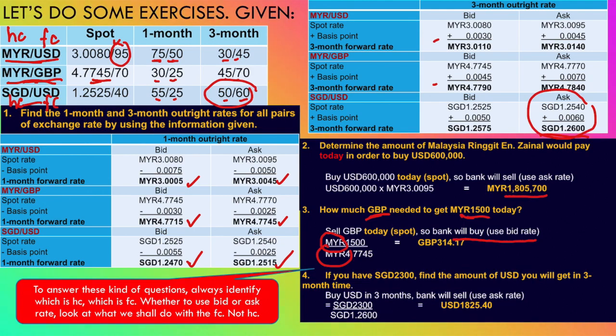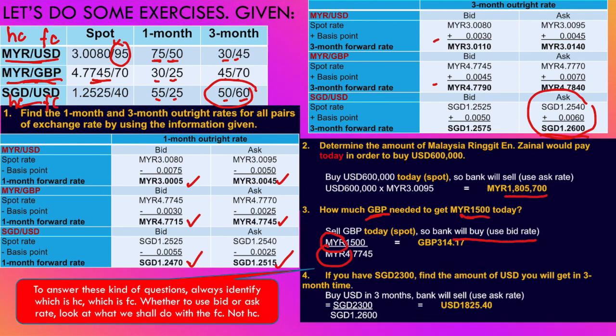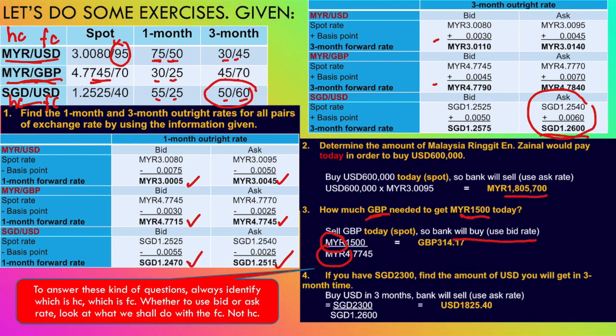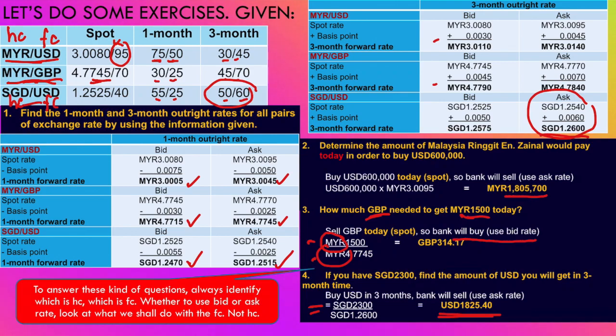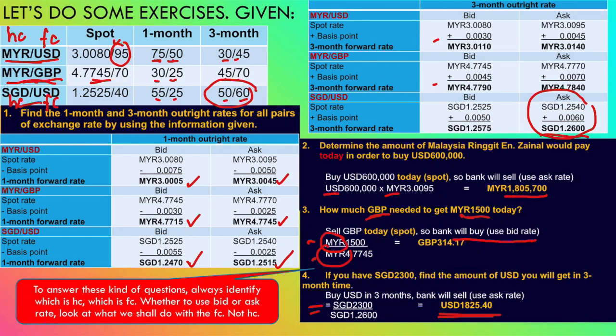1.2600. You have Singapore dollar 2,300 and the rate is 1.26. In order to get US dollar, you have to divide. So 2300 divide 1.26, you will get US dollar 1825.40. For similar currency, you have to divide. For different currency, you have to multiply.